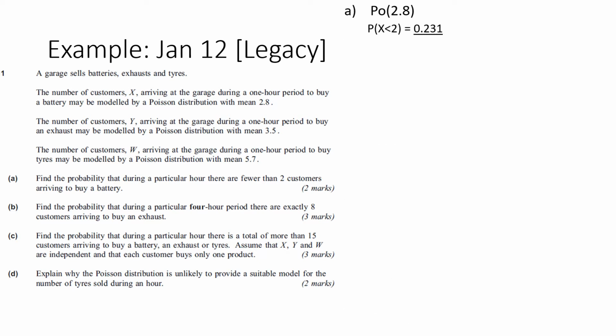So 1 will be your upper. Because it says fewer than 2, you don't want to include that 2. So make sure you put 1 as your upper in your PCD.